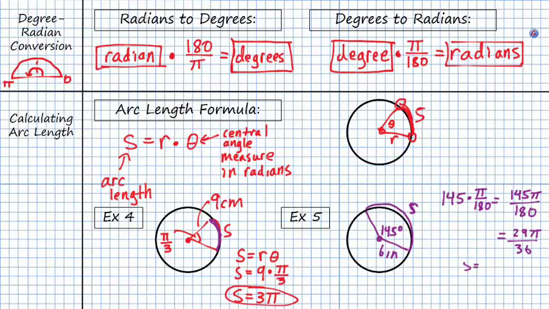And so s is equal to 6 times 29 pi over 36. The 6 and the 36 cancel out a little bit, so that'll become a 6. So s is equal to 29 pi over 6. And this will be in inches. And over here, this is in centimeters.